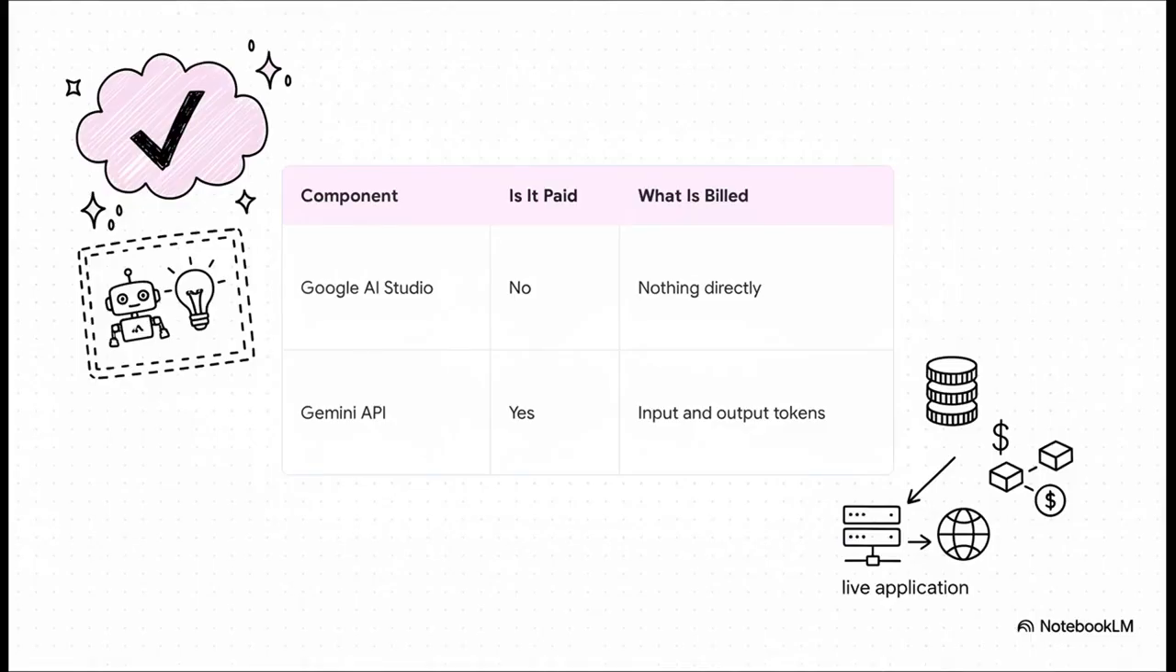Now this right here, this slide clears up the biggest point of confusion for most people. Is it free? And the answer is a big yes. AI Studio itself, the sandbox where you're testing and designing your prompts, is completely free. You only start paying when you take your perfected idea out of the sandbox and plug it into a live application using the Gemini API.